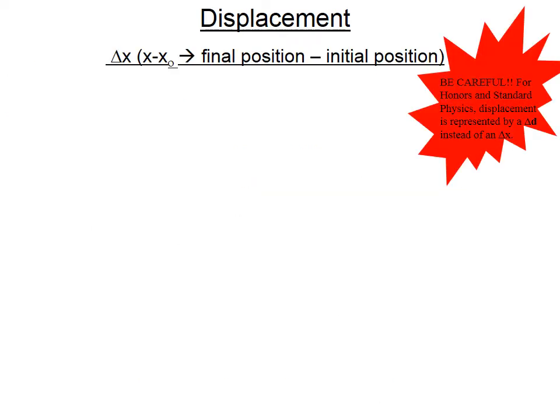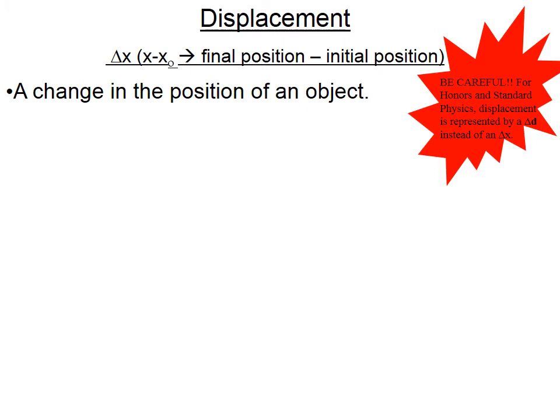Next is displacement. Displacement is defined as a change in the position of an object. The units for displacement are meters. The symbol for displacement is triangle X. The triangle is known as a delta, and it means change in. So it's the change in the position. We write that delta X out as X minus X naught. Naught is that little 0 subscript. And all that means is the final position minus the initial position.